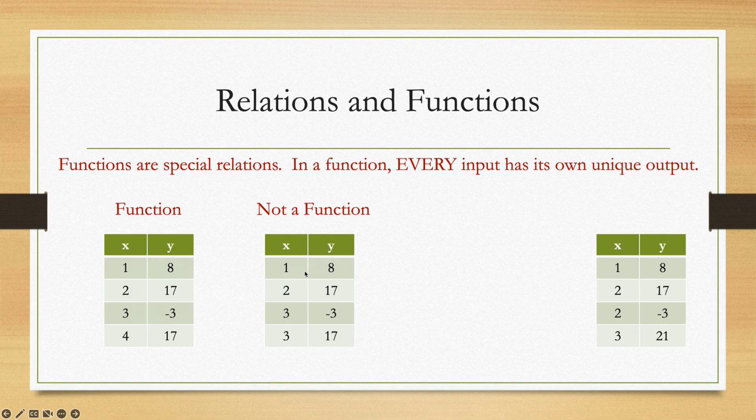So here's one that's not a function. 1 becomes 8, 2 becomes 17. So far, so good. 3 becomes -3. So far, so good. 3 becomes 17. Now we have a problem. Not because of the 17. That's fine. That's not an issue. But 3, the image of 3 cannot be both negative 3 and positive 17.